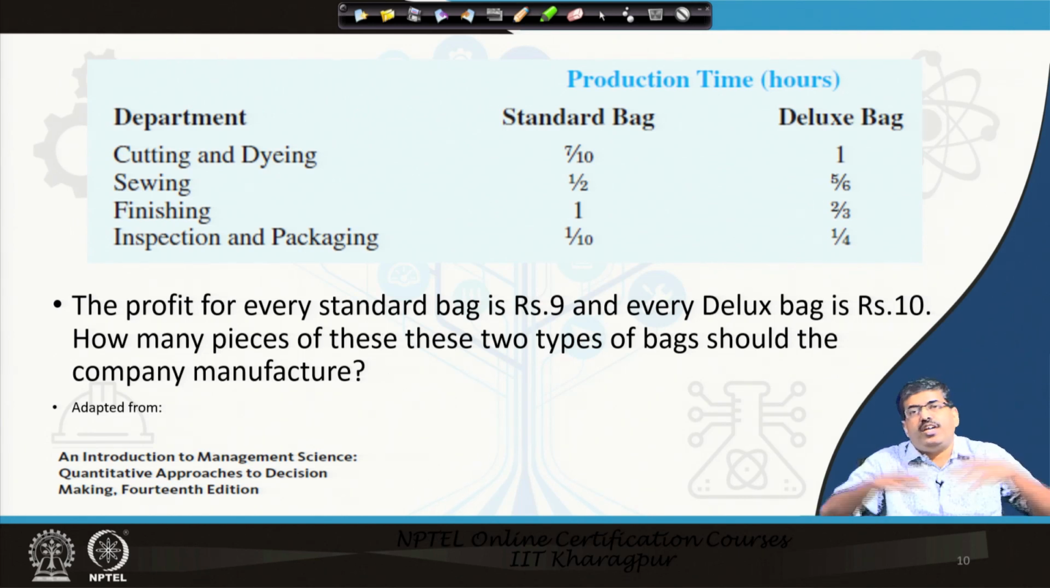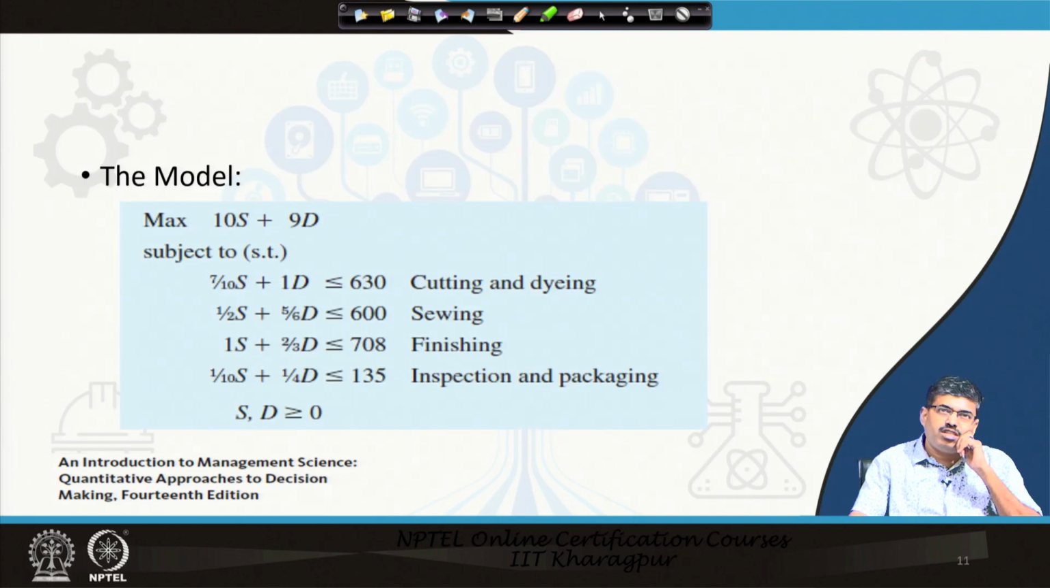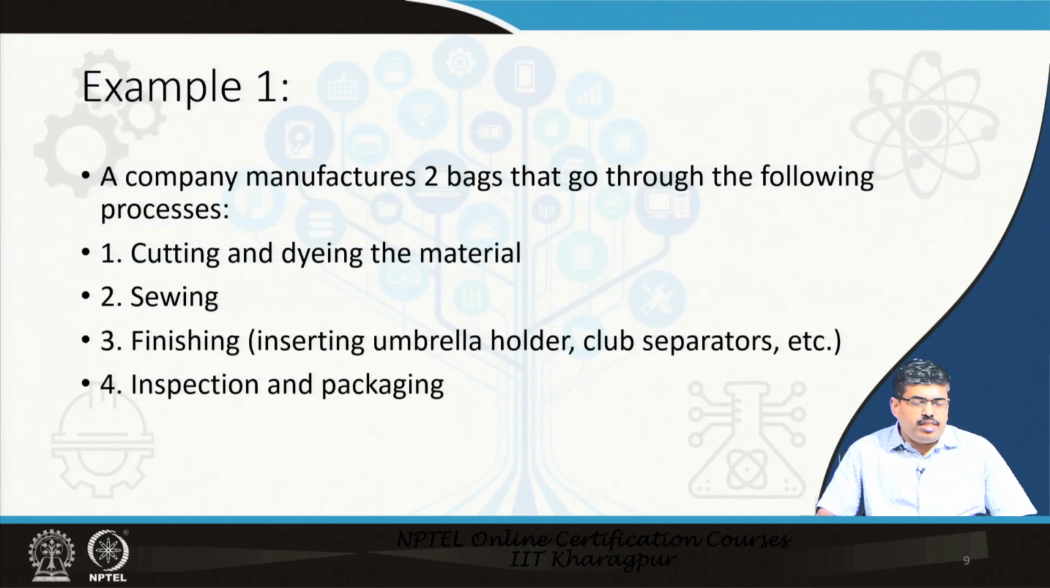Now, if there was unlimited everything, the company could manufacture as many as they want, but that is not the case. There is a constraint, or there are constraints. What are the constraints? Let us take this example.